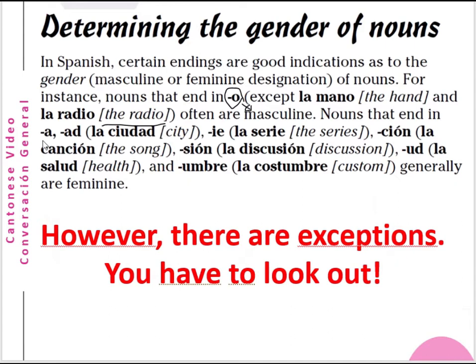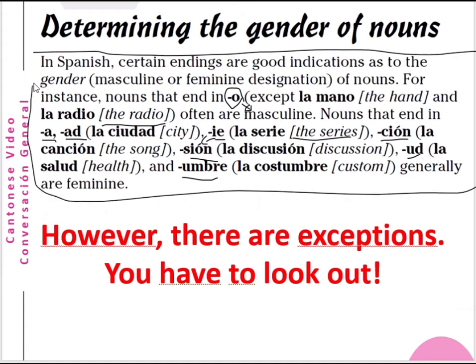Nouns that end in A or AD, for example la ciudad, the city, and IE, la serie, the series, C-I-O-N with the accent on the O, la canción, the song, or S-I-O-N with the accent on the O, la discusión, the discussion, ending in U-D, la salud, the health, and U-M-B-R-E, la costumbre, the custom, are generally feminine. And these are the general rules for masculine and feminine nouns, but there are exceptions and you have to look out for them.